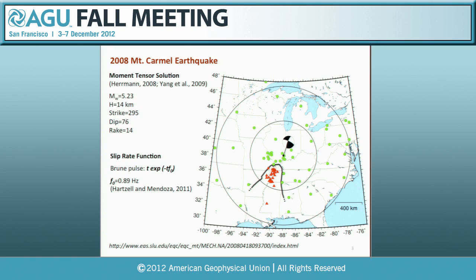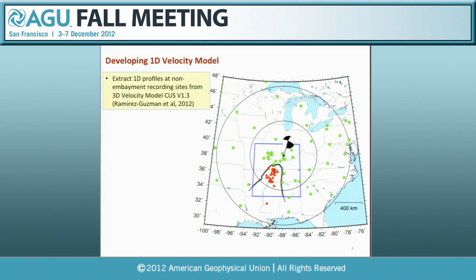The red triangles are the Mississippi embayment sites. This bold line here delineates the embayment. Just for reference, this circle is 500 kilometers epicentral distance, and this is 1,000 kilometers epicentral distance. So we're going out to quite far distances. Okay, in terms of developing the initial model, the 3D velocity model, CUS version 1.3, is just coming out in BSSA.